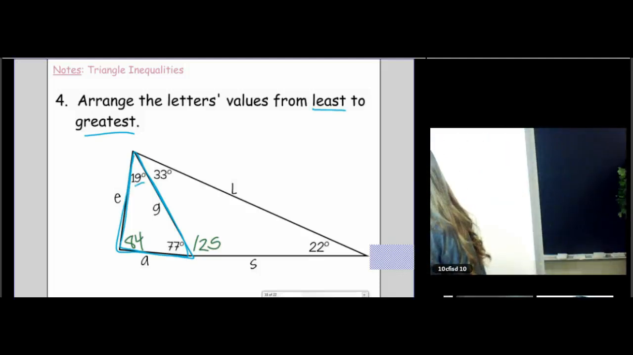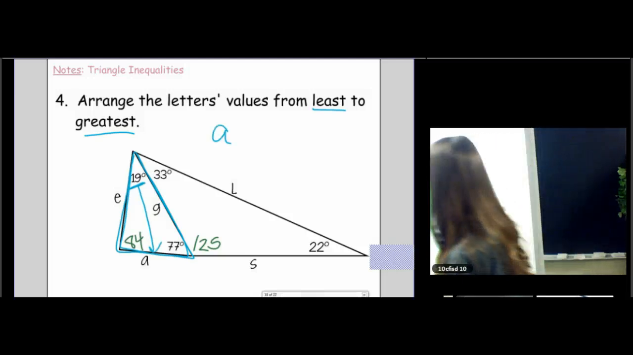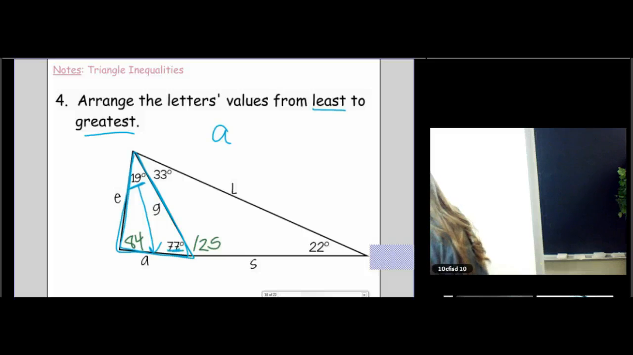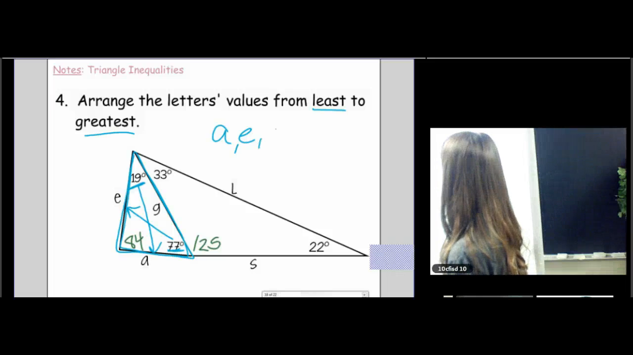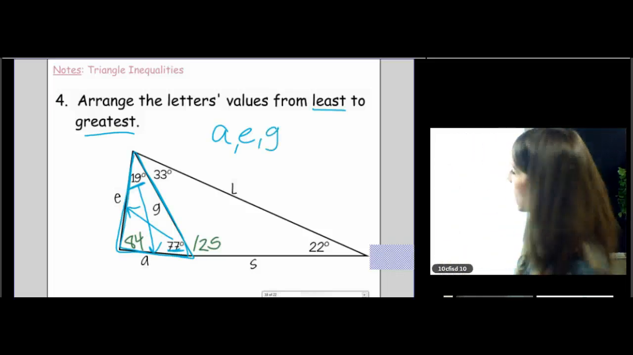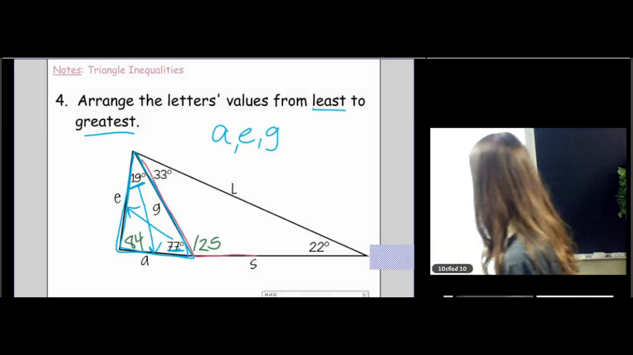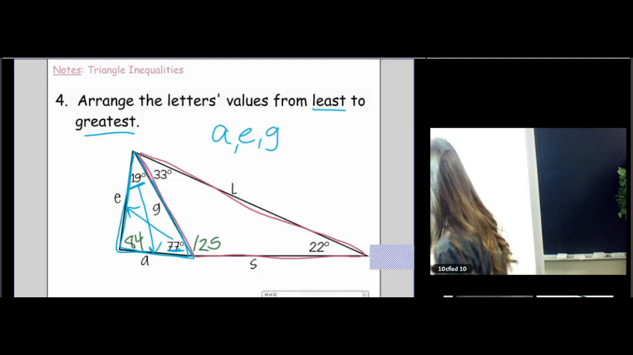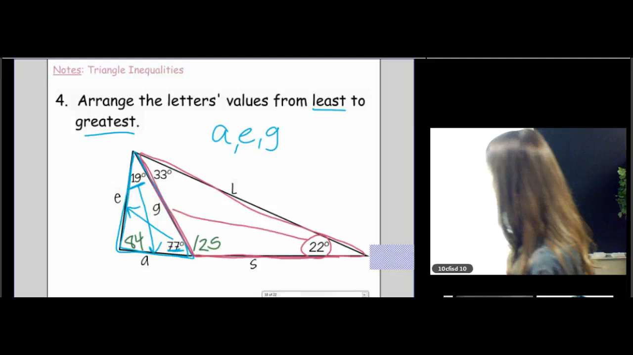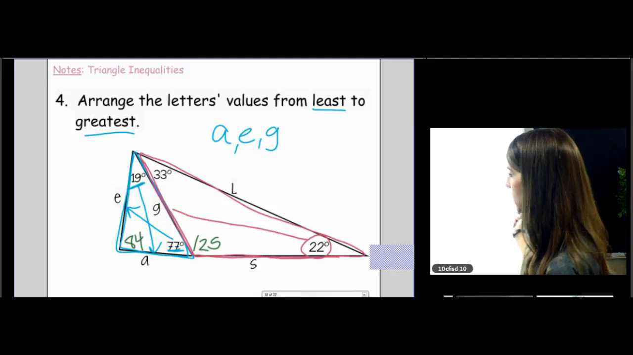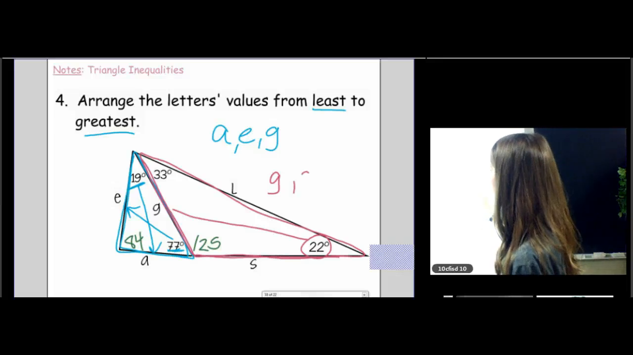Well, here's my smallest angle. So A is my smallest side. Here's my medium angle. So E is my medium side, and G is my largest angle. So G is across from my largest angle, so it's my largest side. Now I'm going to look at the red triangle, and I'm going to start all over. The smallest side is across from the smallest angle. 22 is the smallest. Across from 22 is G, and then we would have S, and then we would have L.